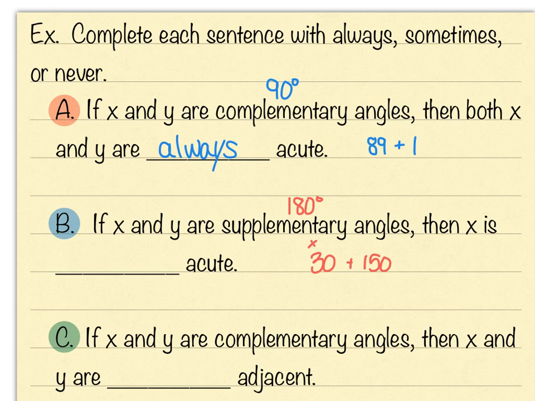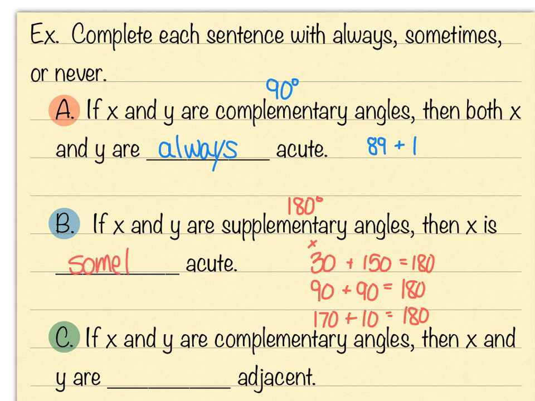Angle X could also be a right angle, though, because 90 plus 90 equals 180. Or maybe X is the obtuse angle. 170 plus 10 equals 180. So angle X could be really whatever. It could be acute, it could be right, it could be obtuse. So I'm going to say sometimes here. Not every time, but yeah, it could be an acute angle.